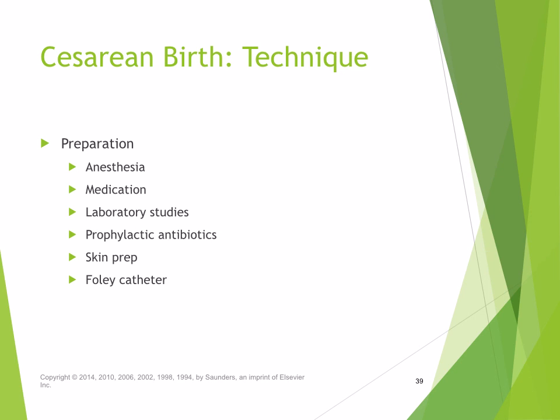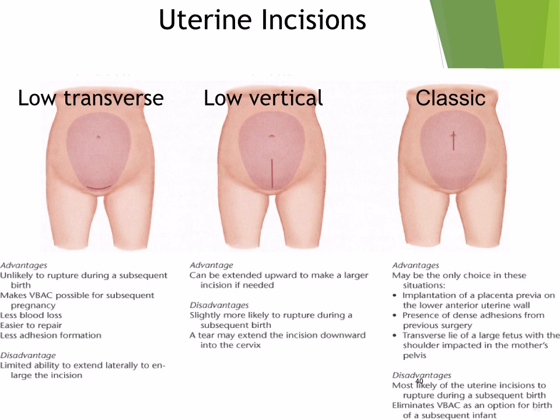A technique for cesarean birth: patients are prepped, they're consented, the plan for an anesthetic is discussed, and they are medicated. Patients will have baseline lab values and be given prophylactic antibiotics prior to the start of the incision. Their skin is prepped, a Foley catheter is placed, and the surgery proceeds. Typically, the most common incision is that low transverse incision, what we're seeing in slide 40, but for other reasons, for example, extensive maternal uterine surgery, a surgeon might choose to change the line of incision.